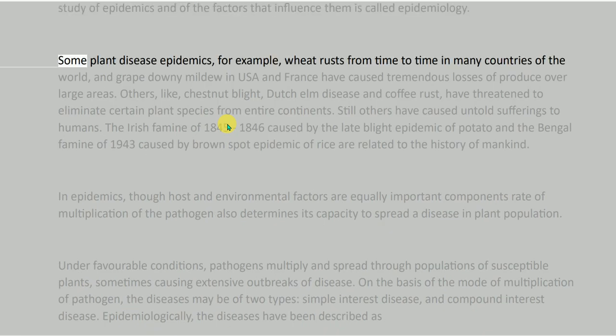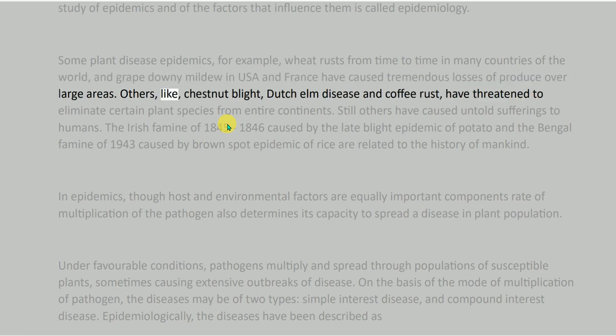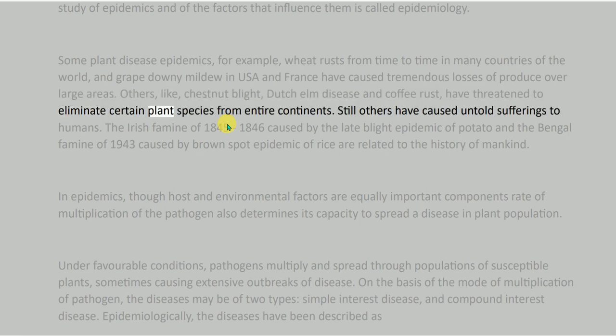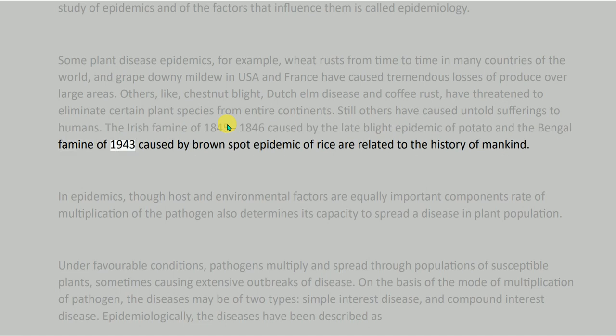Some plant disease epidemics, for example, wheat rusts from time to time in many countries of the world, and grape downy mildew in USA and France, have caused tremendous losses of produce over large areas. Others, like chestnut blight, Dutch elm disease and coffee rust, have threatened to eliminate certain plant species from entire continents. Still others have caused untold sufferings to humans. The Irish famine of 1845 to 1846 caused by the late blight epidemic of potato and the Bengal famine of 1943 caused by brown spot epidemic of rice are related to the history of mankind.